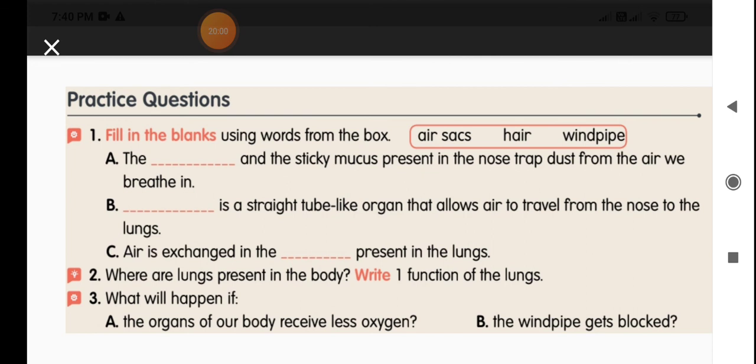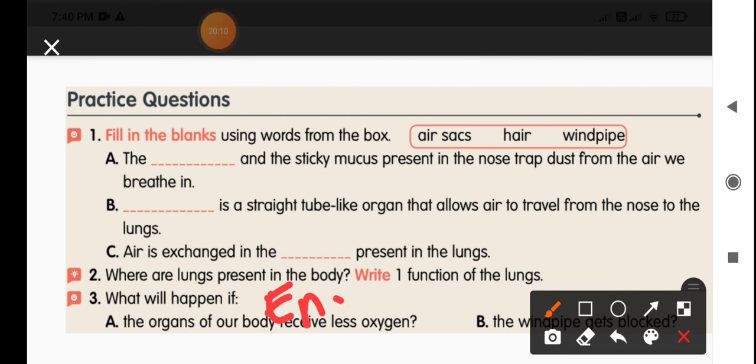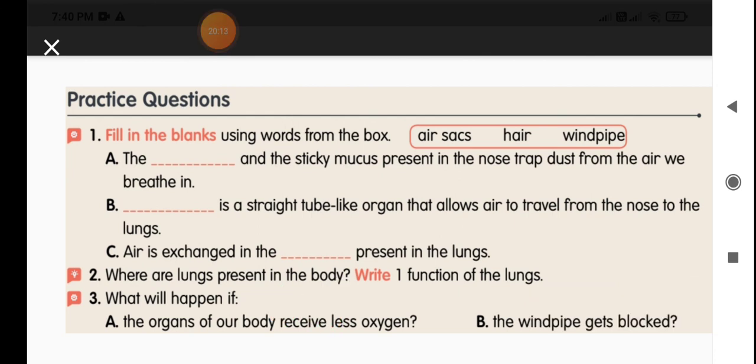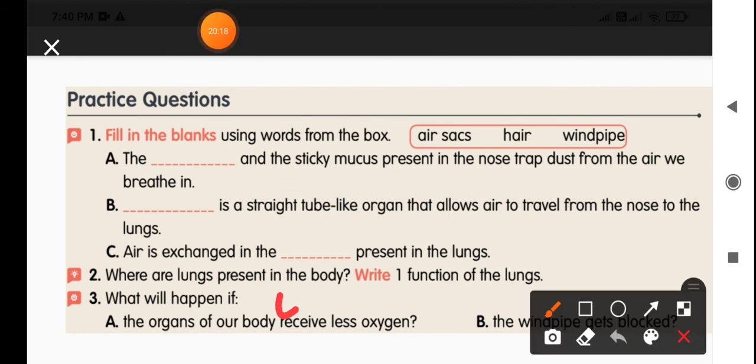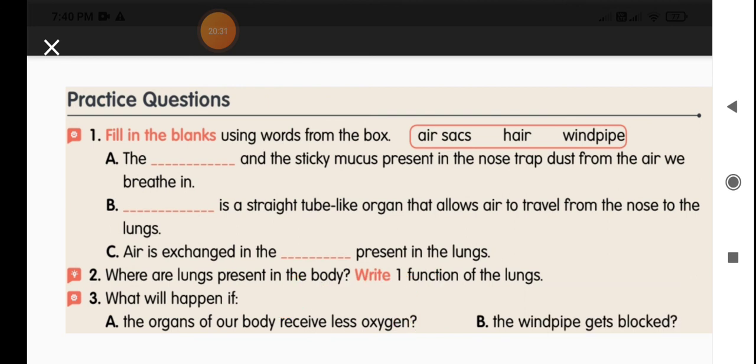If they receive less oxygen, the food cannot break down and we won't get energy. We will not get energy to do our work. We do not get proper energy to do our work when our lungs are not working properly. Okay. And the next one: the windpipe gets blocked. What happens when the windpipe gets blocked?